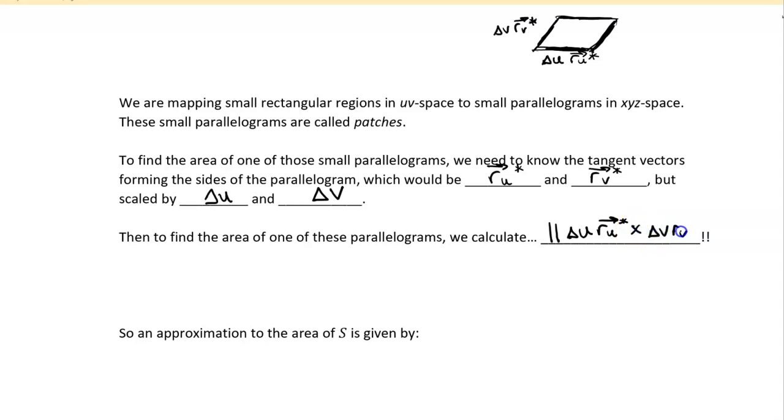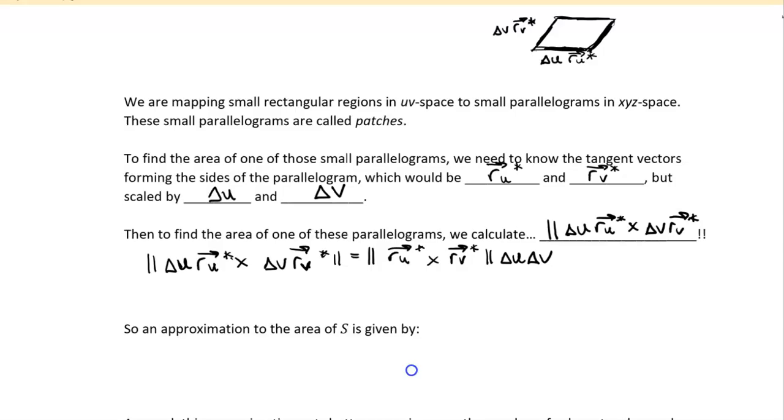So, there we go. Fit it in. Look at me go. And this can actually be rewritten. I'm not going to show you how or why. You're welcome to take the actual cross product of something like this to figure it out if you'd like. But this can actually be rewritten. It's supposed to be a V, sorry about that. As the magnitude of R sub U star cross product with R sub V star times delta U delta V.